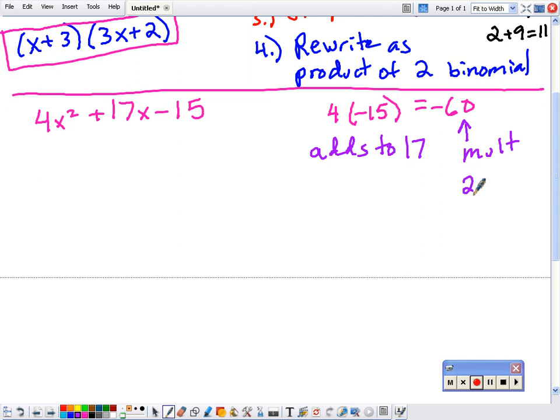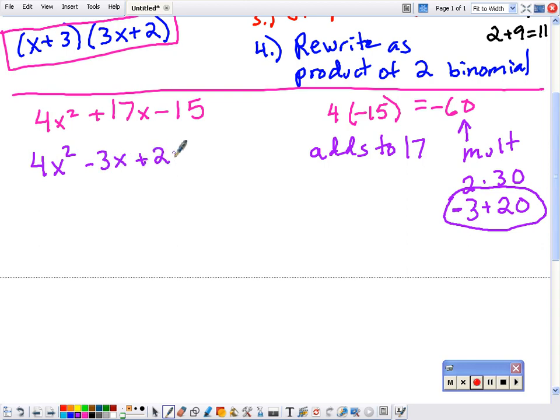So let's see, we've got 2 times 30. That doesn't work, because if I made the 2 negative, that would be positive 28. 3 goes into 60 20 times. Well, if I made the 3 negative here, negative 3 plus 20 is 17, so that's the winning pair. Now I'm going to split the 17 into negative 3x plus 20x. And remember, it does not matter what order you put those in.